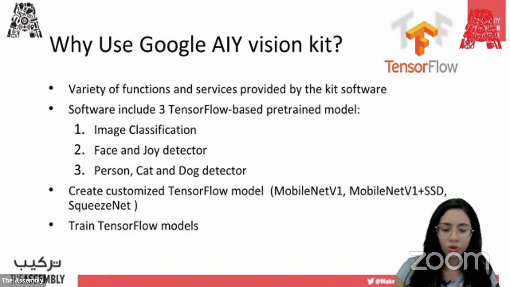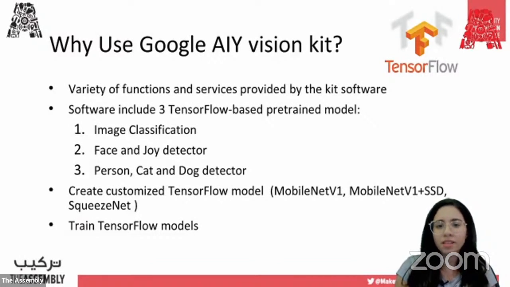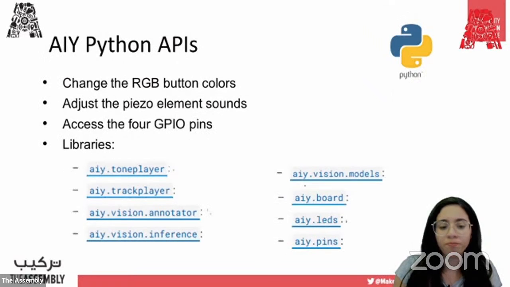So you can also create other customized TensorFlow models on the Vision Kit, but then they have to be a specific type of model. They have to be either MobileNet V1, or MobileNet V1 plus SSD, or SqueezeNet. And you could even train your TensorFlow models using this Vision Kit. So today we're going to use the models that are actually pre-trained and are already there on the AIY Vision Kit.